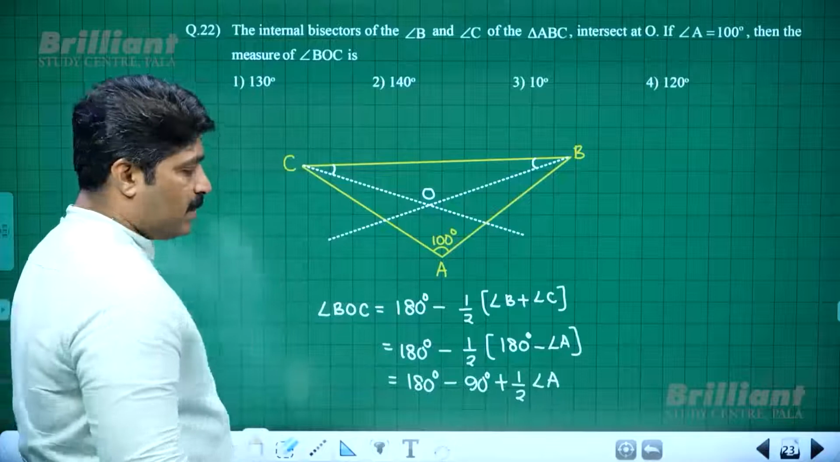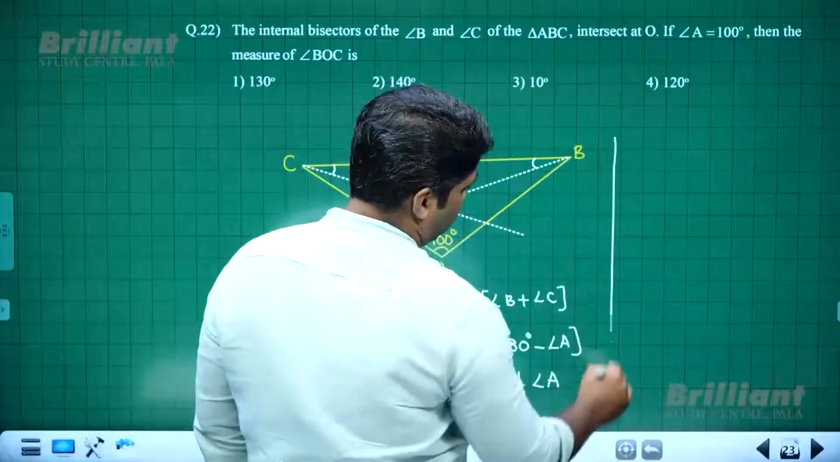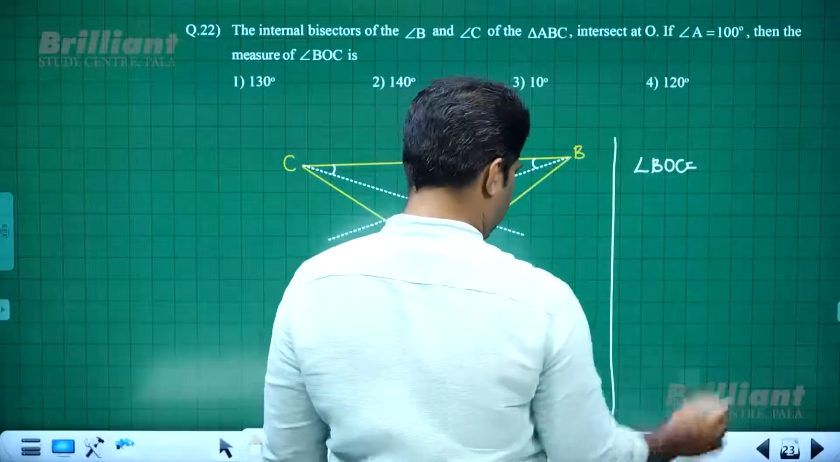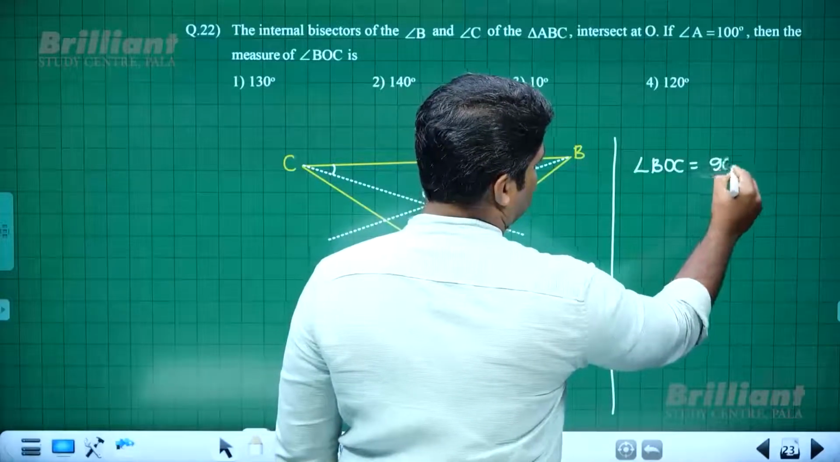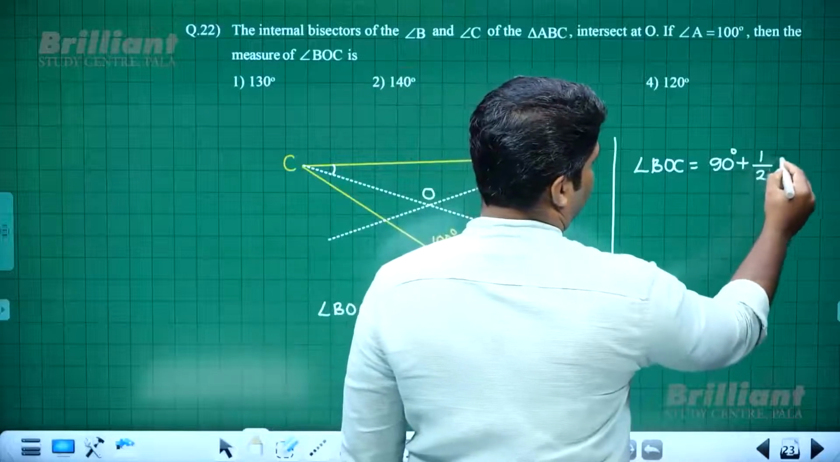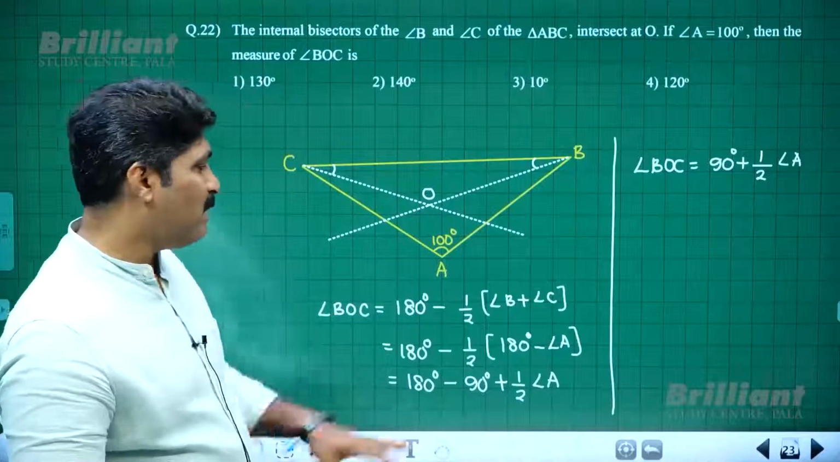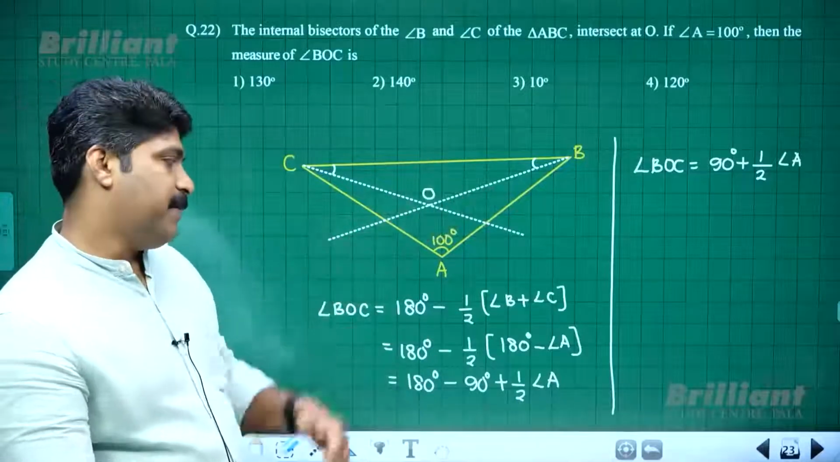So that's a basic result. Here angle BOC equals 90 degree plus half of angle A. So that's a standard result. Actually it's a proof of such a result. If you know that result directly, you can apply it.